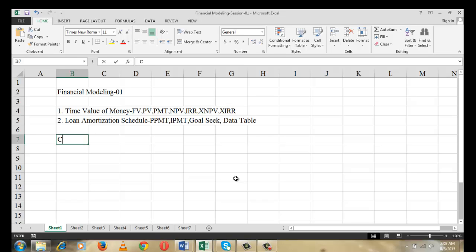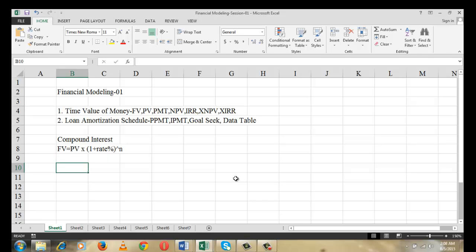I hope you know about compound interest very well. Compound interest derives its concept from simple interest. When we talk about compound interest, the basic formula is FV is equal to PV into (1 plus rate of interest) to the power n. This is the formula of compound interest.